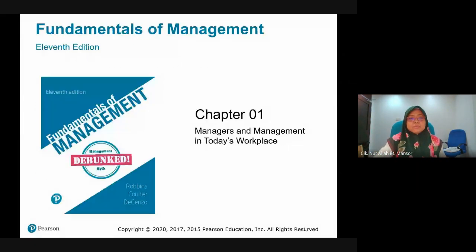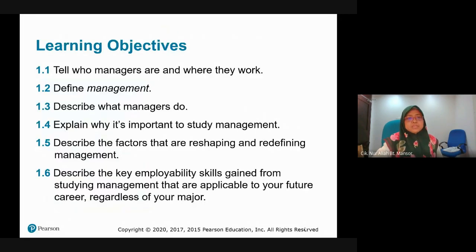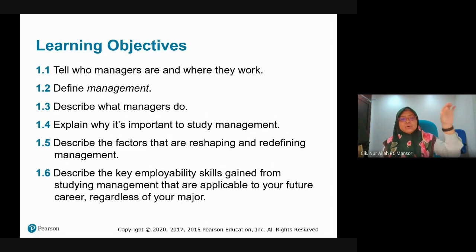Alright. So, fundamental of management, chapter 1. Okay. Apa yang kita buat hari ni? We have 4 subtopics. Kita ada 4 subtopik. So the first one, if you look at learning objective 1.1, what makes someone a manager? Okay, macam mana kita nak tahu someone is a manager?